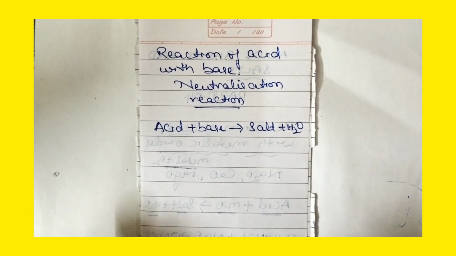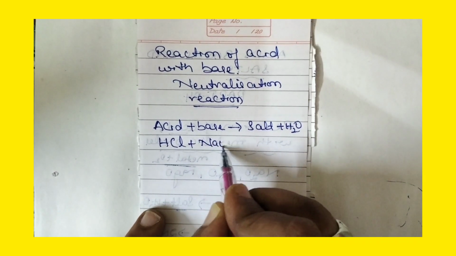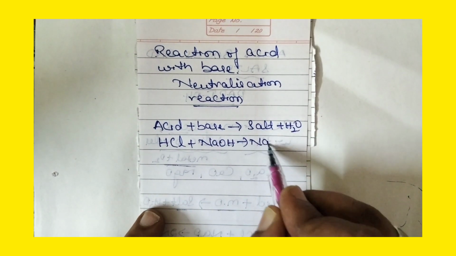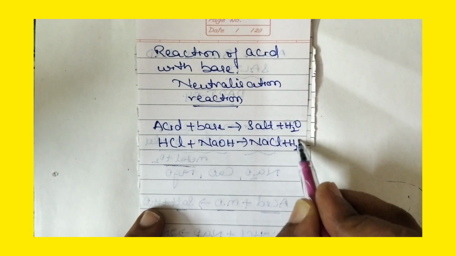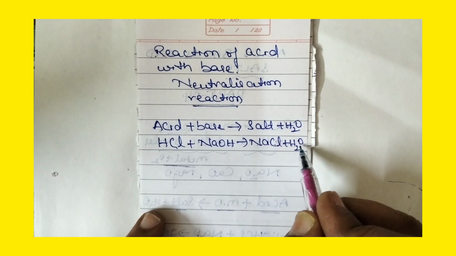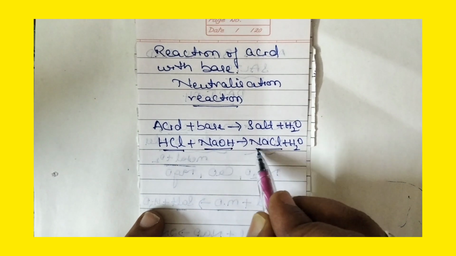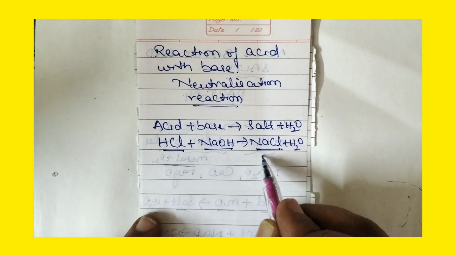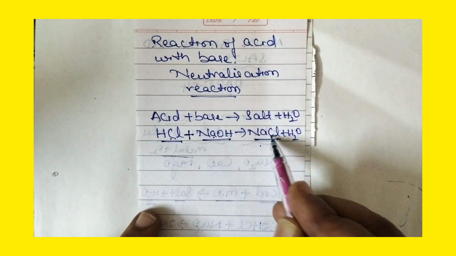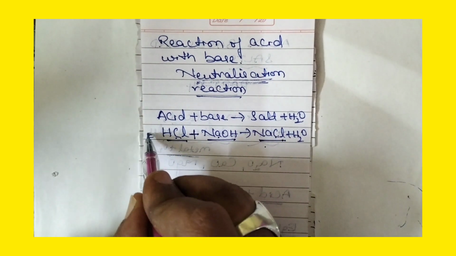So let us take an example. The example is HCl, which is an acid, and NaOH, which is a base, to form a salt called sodium chloride and water. HCl plus NaOH gives NaCl plus H2O. HCl is an acid, sodium hydroxide is a base, NaCl is sodium chloride, that is salt, and water. Reaction between acid and base to form salt and water is called a neutralization reaction. So this is the first example.